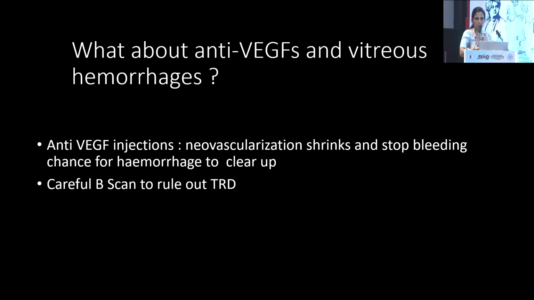Now, what is the rationale for giving anti-VEGF? The anti-VEGF in a vitreous hemorrhage is not going to help in clearing the hemorrhage, but it's going to prevent further hemorrhage from happening. It's going to seal those vessels, the new vessels that are bleeding. And in the meantime, the body will clear the hemorrhage that has already come. So you have to tell the patient, I'm giving you the injection. It's not going to make your blood go away, but it will prevent further blood from coming, and this hemorrhage will gradually clear up on its own.